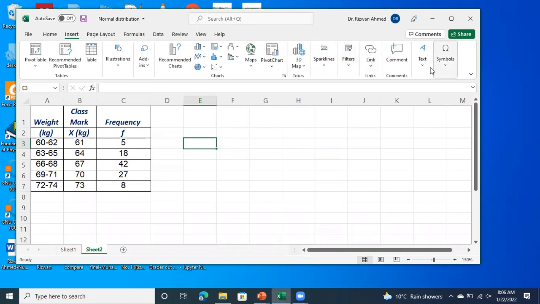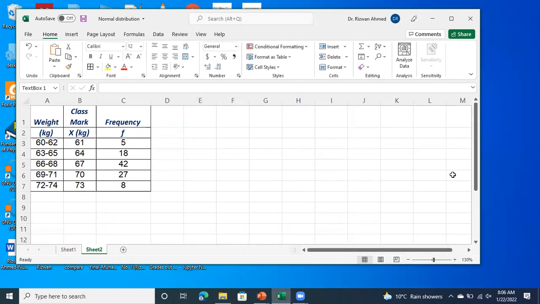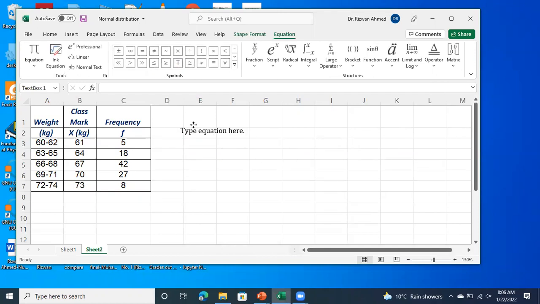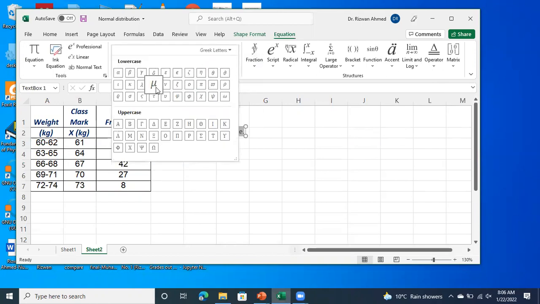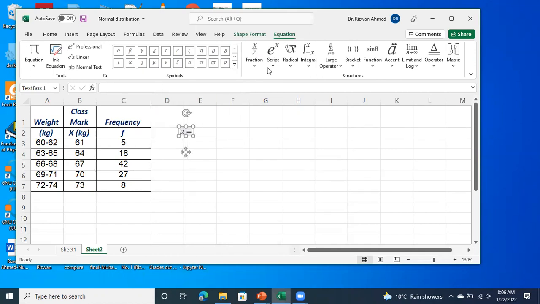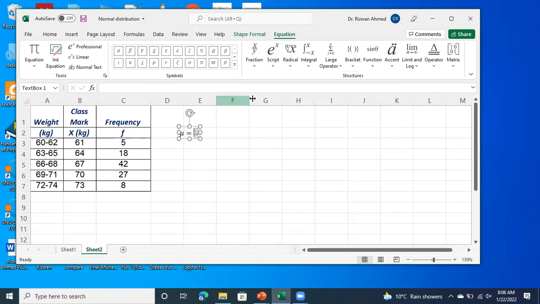I first attempt to write the formulas, the equations that I am going to use in my calculation. So for mean value from group data, the mean value is represented by the symbol mu, and it is an expression of computation of summation. In the numerator, we have a summation of f times x.